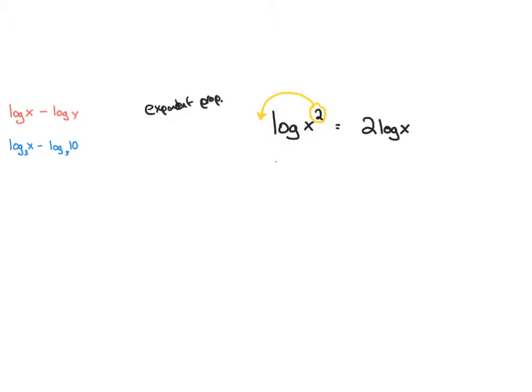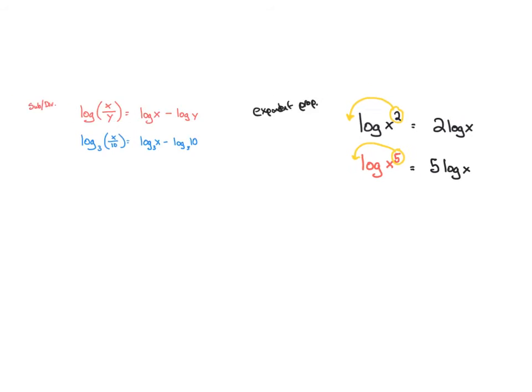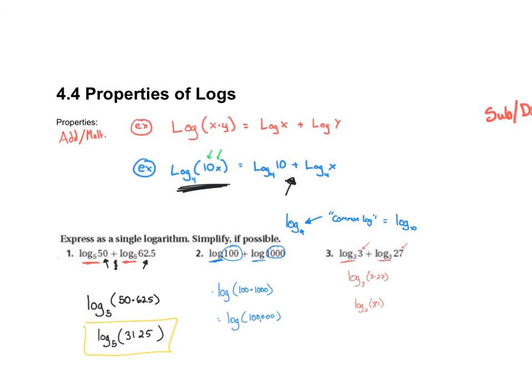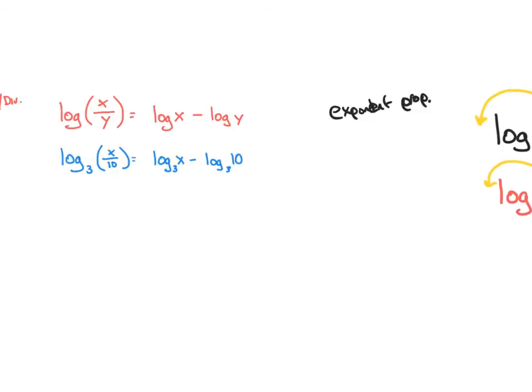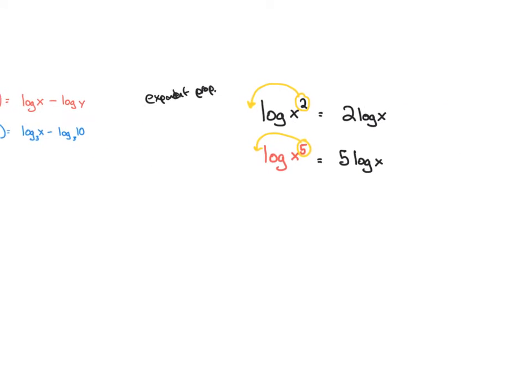Right, so let's do this. Let's go log x to the 5th power, okay? Take the exponent, throw it in front, and it equals 5 log x. Right? So that's the exponent property. Okay, so again, here we go. Addition, multiplication. So going from addition to multiplication, subtraction, division. We got exponent property. Perfect.